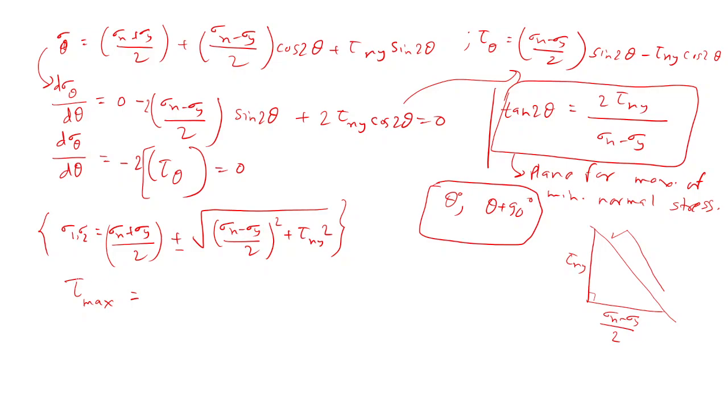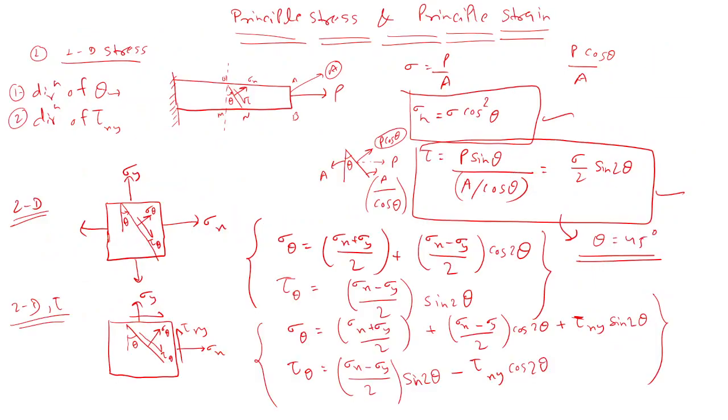Plus maximum, sigma 1 minus sigma 2 by 2. How will that come? From here, the maximum we can find: maximum tau would be the differentiation of that, set to 0, and then that theta will be put here, right? So actually it will be 45 degrees from the principal plane. We can say that also, but we haven't discussed that yet, no? Okay, I will tell that thing here.